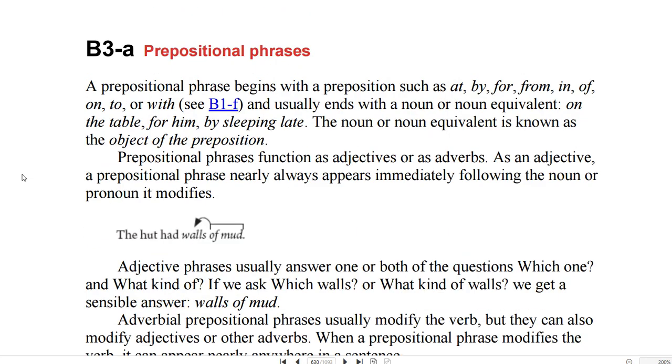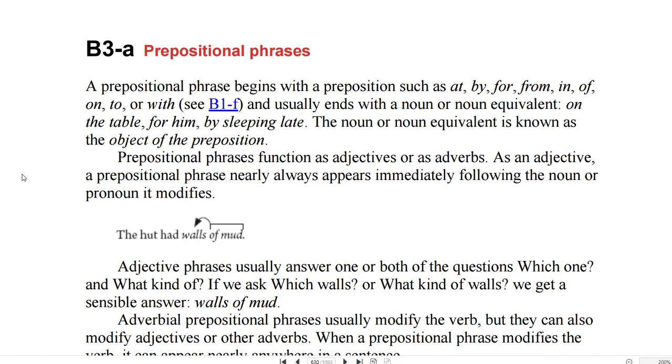A prepositional phrase begins with a preposition, such as at, by, for, from, in, of, on, to, with, and usually ends with a noun or noun equivalent: on the table, for him, by sleeping late. The noun or noun equivalent is known as the object of the preposition. Prepositional phrases function as adjectives or as adverbs.